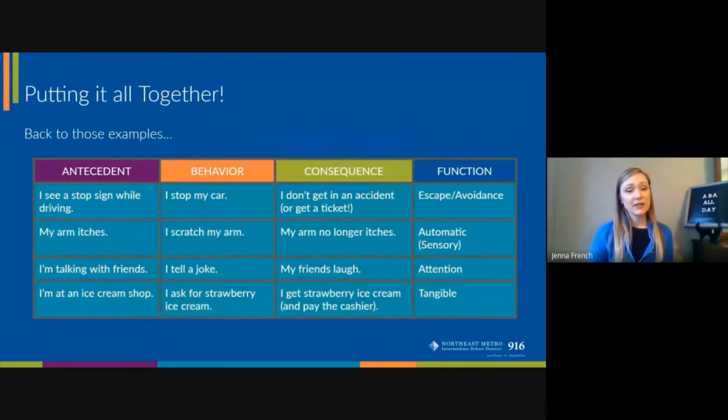So putting it all together, back to the examples that I shared, stopping at the stop sign is escape avoidance from getting in that accident. So that's the function of that behavior. When my arm itches and I scratch it, the scratch goes away. So that's automatic reinforcement, or that sensory piece that I talked about. The third example, when I talk to my friends and tell them a joke and they laugh, that's attention. And then the ice cream shop example is an example of tangible for the function of my behavior there.